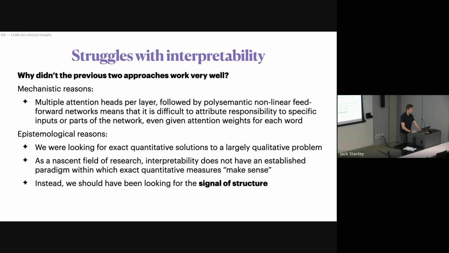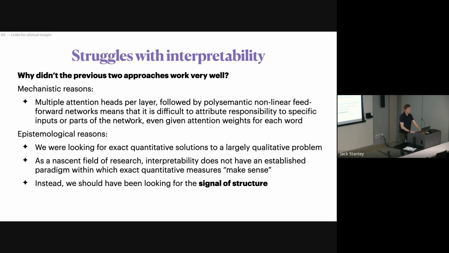And then some broader epistemological reasons are just that we were looking for, so it's a very early field of research. Interpretability doesn't really have established paradigms within which these exact quantitative measures make sense. Even though we get very high weights on maybe some NMF components, that doesn't necessarily mean these are going to be actionable and useful for interpretation by our clinicians.